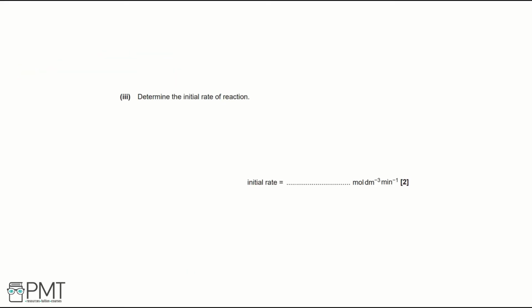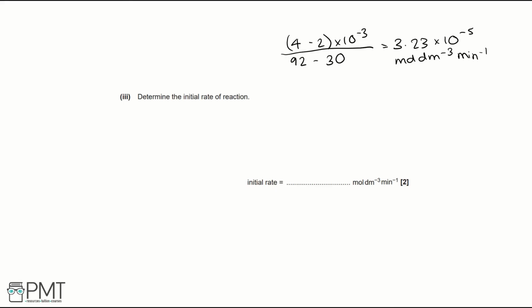So our numerator is going to be 4 minus 2 times 10 to the negative 3, then divide by 92 minus 30, which equals 3.23 times 10 to the negative 5 moles per decimeter cubed per minute, which we can write on the answer line, 3.23 times 10 to the negative 5.